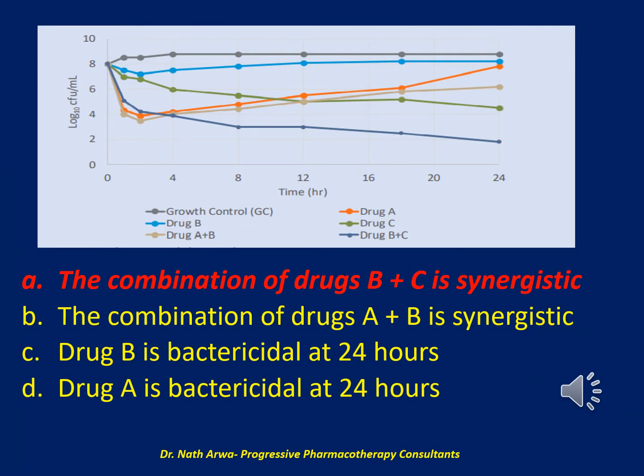And the correct answer is A. The combination of drugs B plus C is synergistic. Synergy is greater than 2 log10 CFU per milliliter kill greater than the most active drug. A plus B is not synergistic as the most active drug, i.e., drug A, has a bacterial count of less than 8 log10 CFU per milliliter at 24 hours, and the combination results in less than 2 log10 CFU per milliliter kill. Only drug C alone is bactericidal as monotherapy, more than 2 log10 CFU per milliliter kill from baseline, which was 7.5. Kindly advance to the next slide.